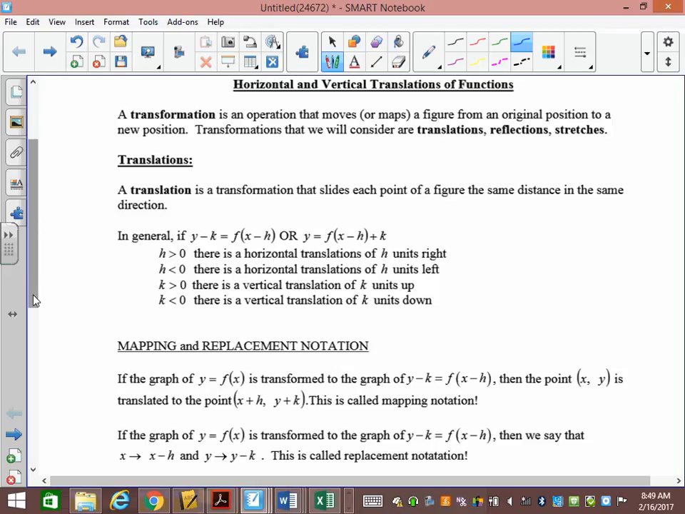So, like we said yesterday, if h is greater than 0, you move to the right, correct? If h is greater than 0, then it would be x minus h, so you'd move to the right. If h is less than 0, it would be x minus a negative h, which means it would actually be x plus h, so you move to the left. If k is greater than 0, you move up. If k is less than 0, you move down in this format, using this form, when everything's all in y equals.